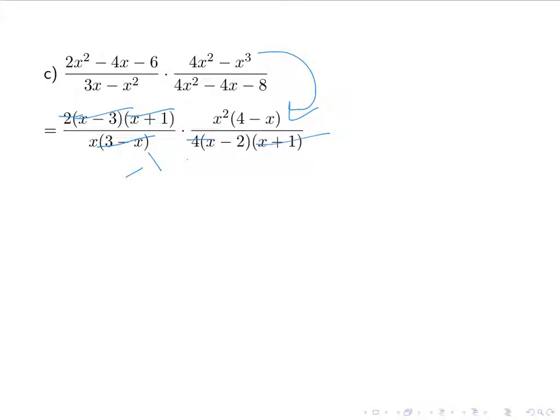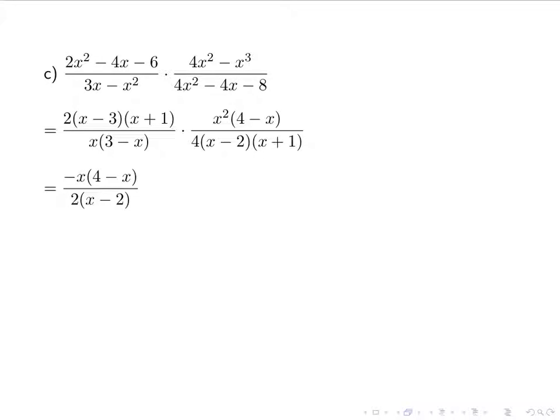2 goes into 4 twice. And we have an x and an x squared, so I'm going to get rid of the square because I still have an x. Okay, so everything on the left side gets canceled out except there's still a negative 1. And then on the right-hand side, on the top, we have an x, we have the 4 minus x. On the bottom, we have the 2 and the x minus 2. So again, negative x times (4 minus x) over 2 times (x minus 2).